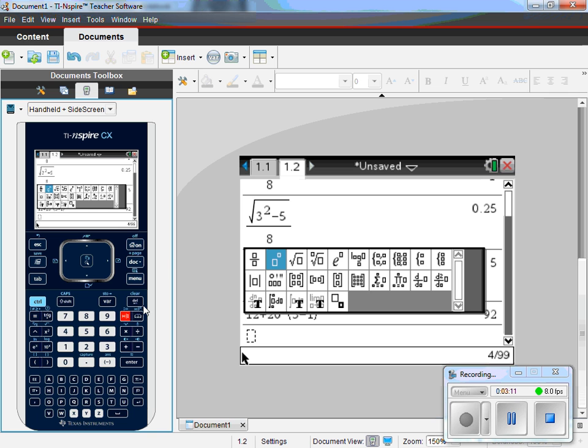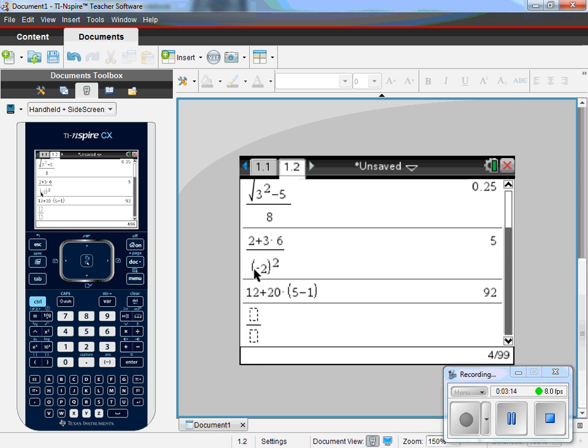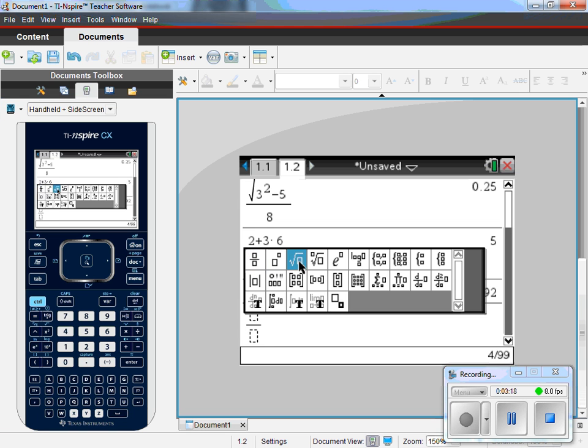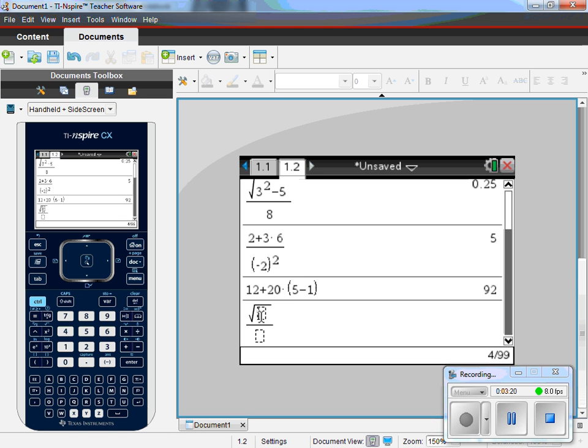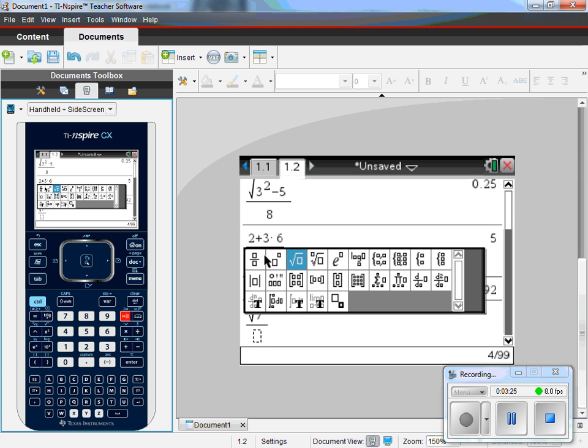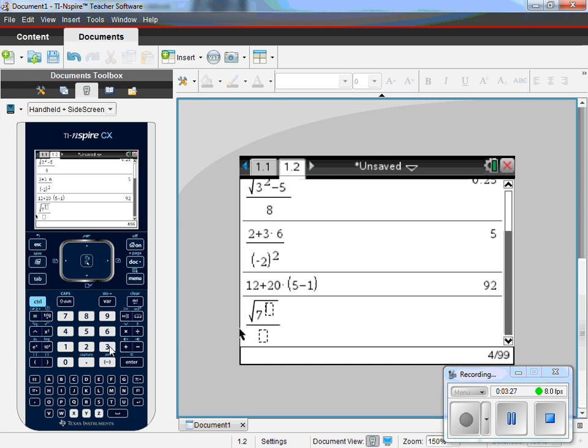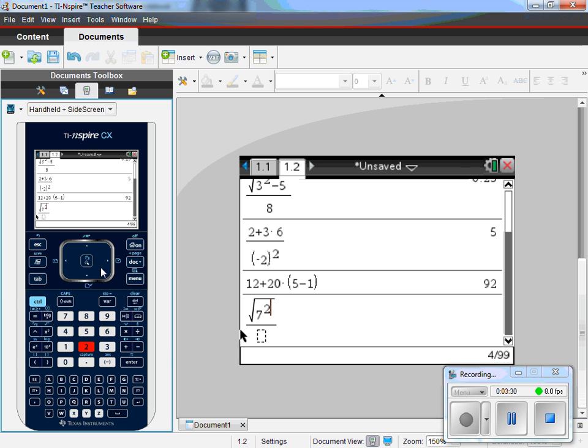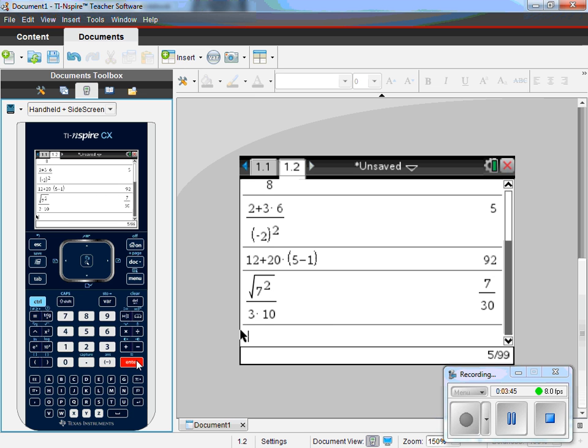Number 4 requires a fraction, so I'll go back into my menu and choose fraction. It also requires a square root. So now I've got a square root in the top of my fraction, which I want to type 7. That needs an exponent. So here's my exponent, squared, and I'm going to type down until I'm in that bottom box. And now I type 3 times 10. Use my arrows again to get out, press enter, and I should get 7/30.